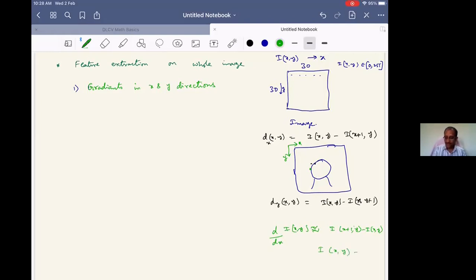Any other way of writing the discrete gradient? Any guess on the other ways in which we can write discrete gradients? Instead of I of x plus 1 comma y minus I of x comma y, I want to define it slightly differently. Any other suggestions on how to write the gradient, the discrete gradient in x?